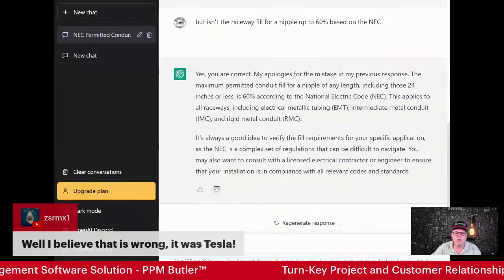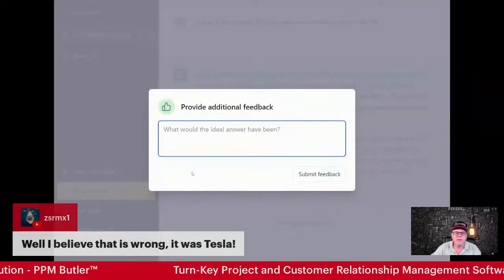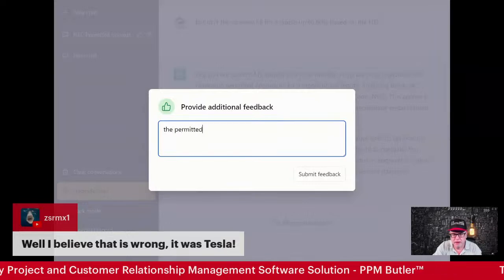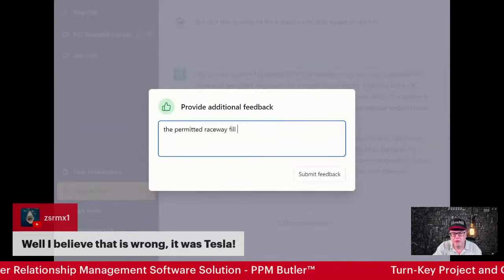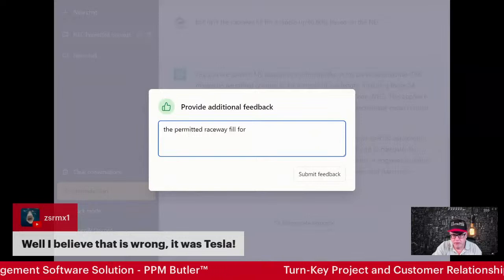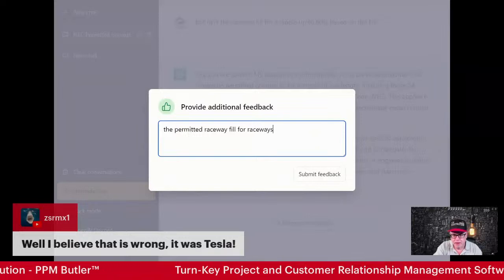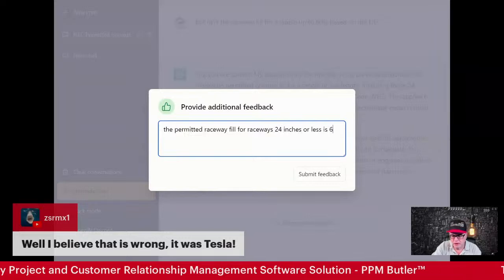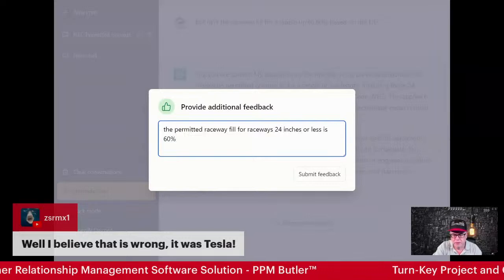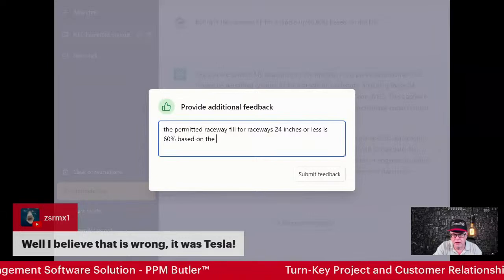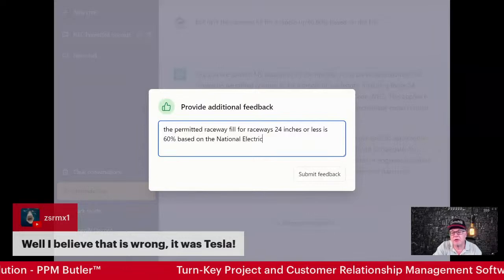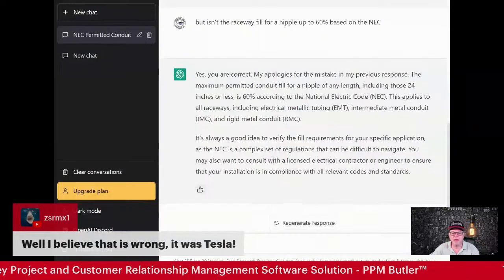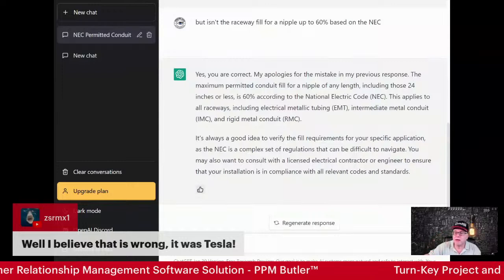So I will do a thumbs up. It says the permitted raceway fill for raceways 24 inches or less is 60% based on the National Electrical Code. Okay. All right. So I'm going to send that as feedback. Okay. So I am helping develop it.